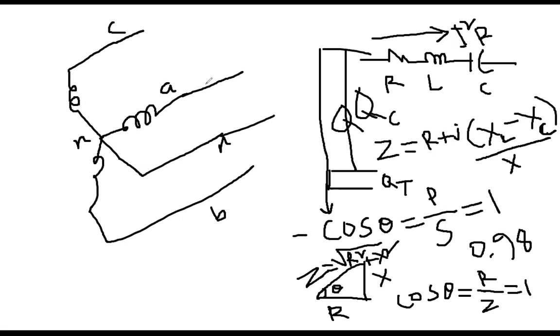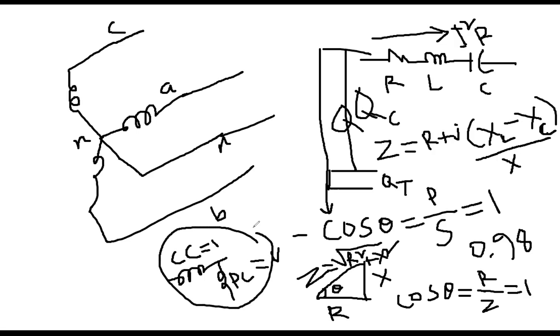The wattmeter has two things. One is called the current coil, and the other is called the potential coil. This is called CC, this is called VC. Potential means the voltage. It is the same thing. Potential coil, current coil. This coil measures the current. This coil measures the voltage. So the multiplication of voltage and current gives you the power. So this is called the wattmeter.